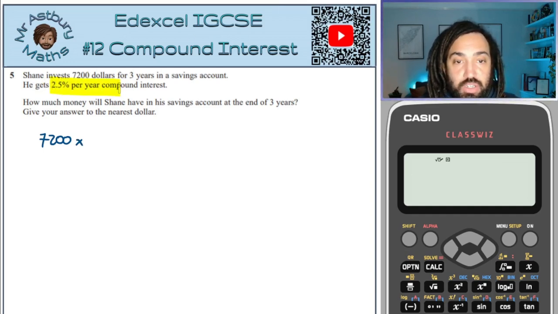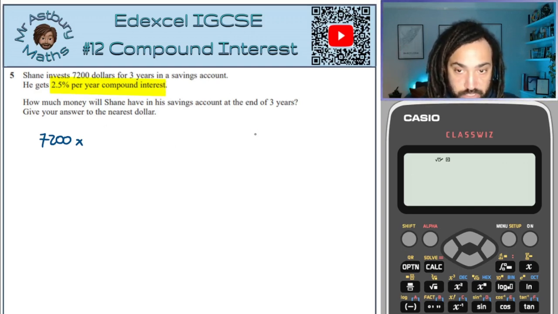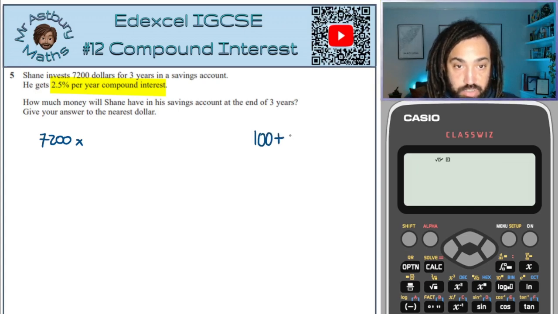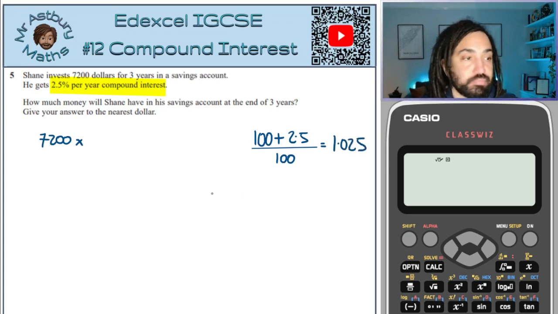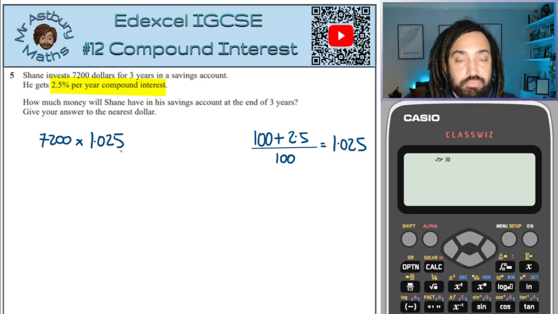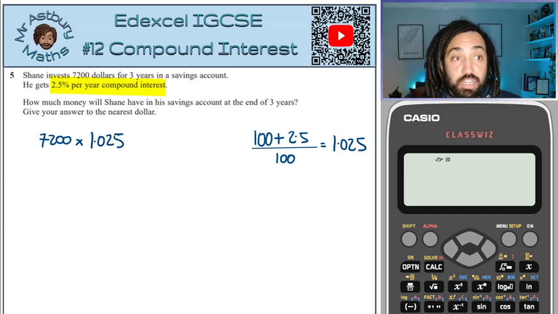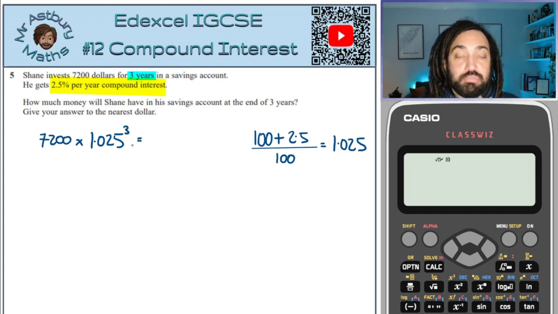We've got this compound interest. So what I can do is 100 plus the interest rate of 2.5% divided by 100, and that's going to give me my multiplier, which will be 1.025. That is what I'm going to multiply the original amount by. Now I want to do that 3 times because it's over 3 years. So rather than doing 3 multiplications, I can just use the power of 3 like this.